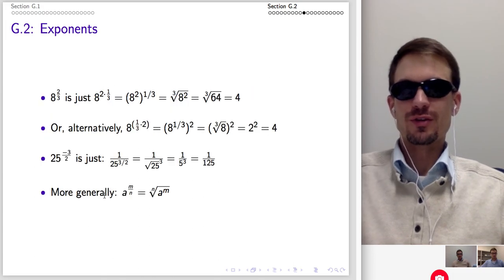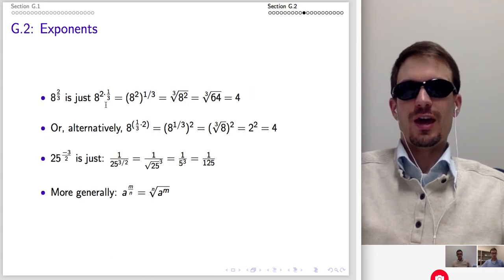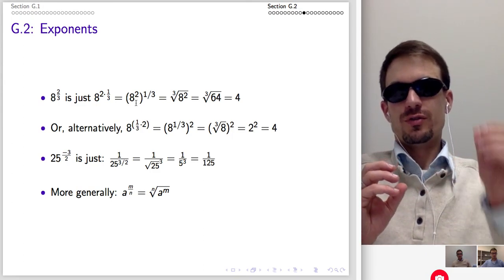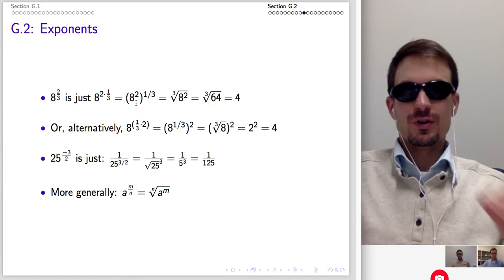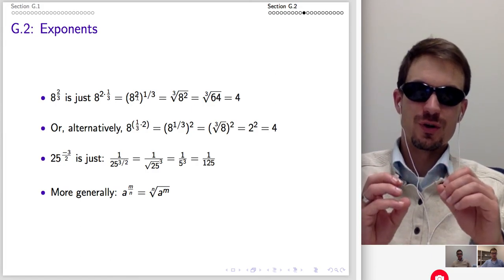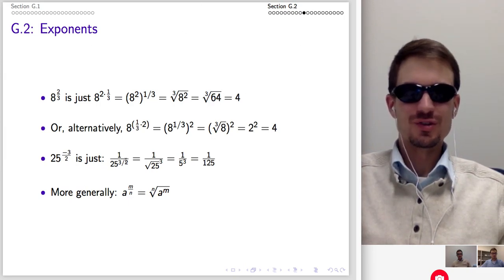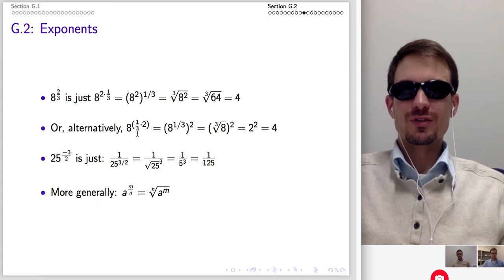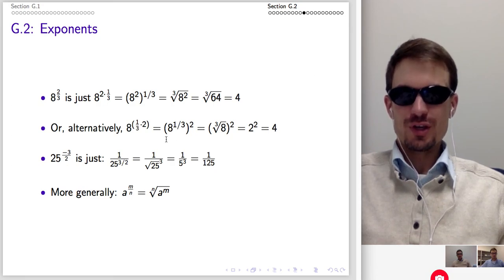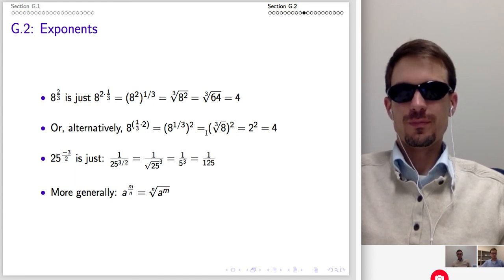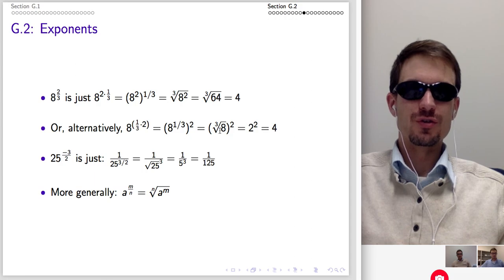How can we rewrite this? Well, a to the 2/3 is just a squared to the 1/3, or the cube root of a squared. With a equal to 8, that's the cube root of 64, which is just 4. Here's another way to write this: 8 to the 1/3 times 2, or the cube root of 8 squared, or 4. Why? Because the cube root of 8 is 2.